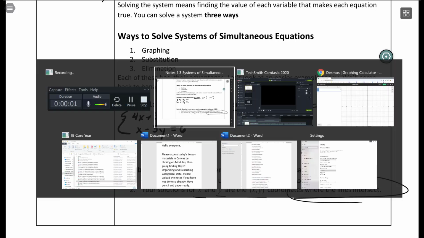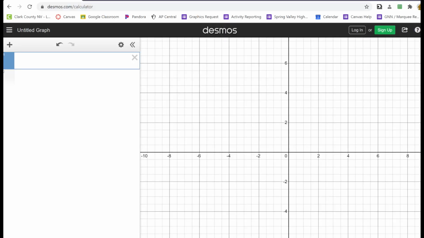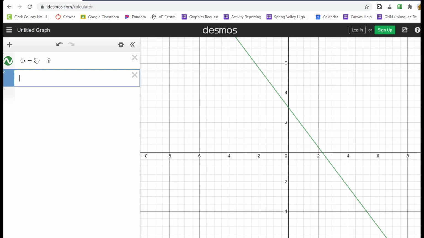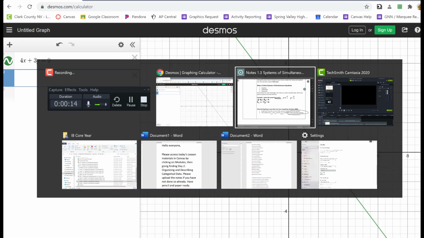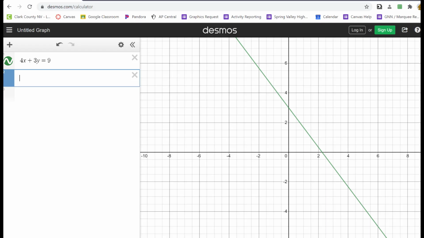I'm going to open up Desmos on my screen here so you guys can take a look. And I'm going to type in the equations that we had. 4x plus 3y equals 9. And then the other equation that I had was x minus 3y equals 6.